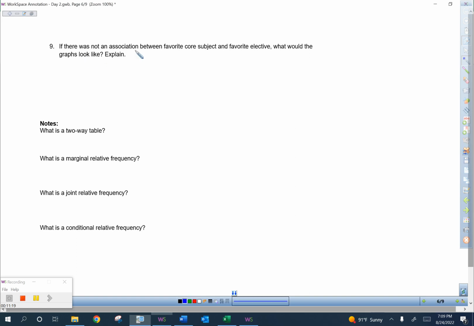Okay, if there's not an association happening, we want to know what that would look like instead. Okay, so if you chose English, or say you chose math, and there's not an association, we're looking at what that would be. For us, that's going to mean your different segments for your favorite elective should be more equally distributed. Okay, so the proportions of those segments are going to be more evenly distributed.